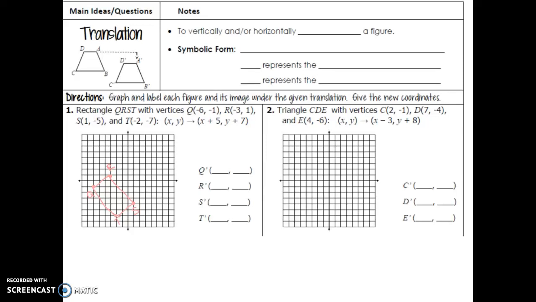Hello everyone, today we are continuing our transformations unit. We have gone over reflections, so today we will be doing translations. So for translation, what it means is to vertically and/or horizontally slide a figure.